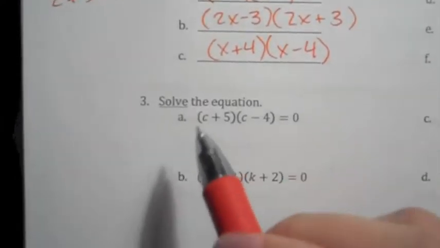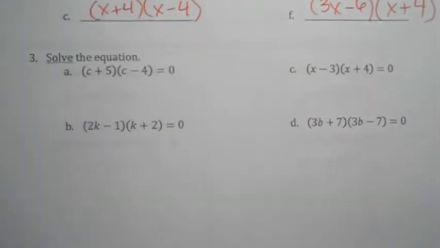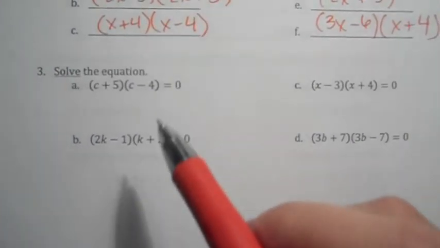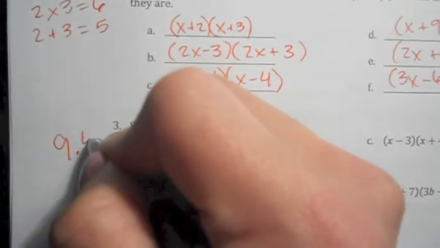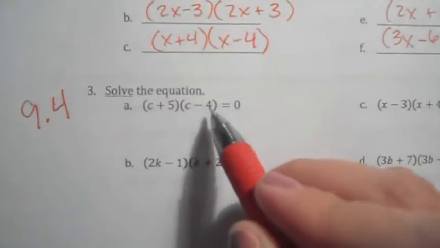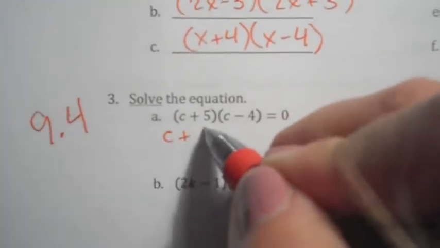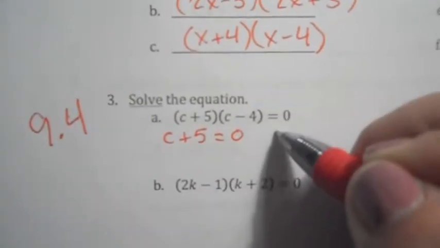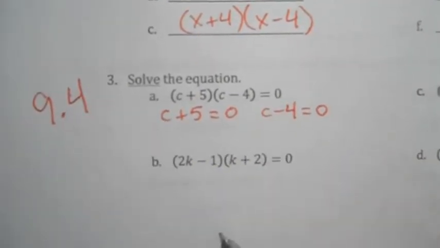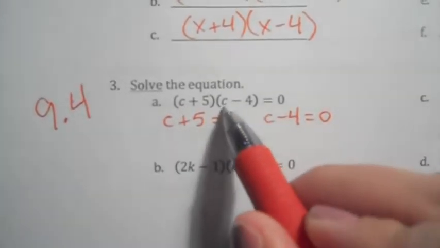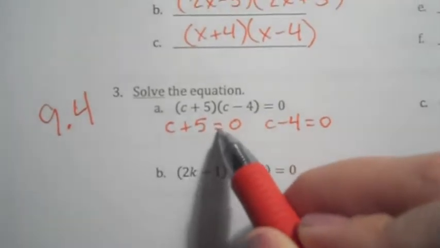On to number 3. Our directions are solve the equation. And we have 4 different equations. These are already in factored form. This is something we saw in section 9.4. Already in factored form, they ask us to solve the equation. So we're going to set each factor equal to 0 and then solve for the variable. So I took this factor, set it equal to 0, and then took this factor and set it equal to 0. Starting with this one, c plus 5 equals 0.